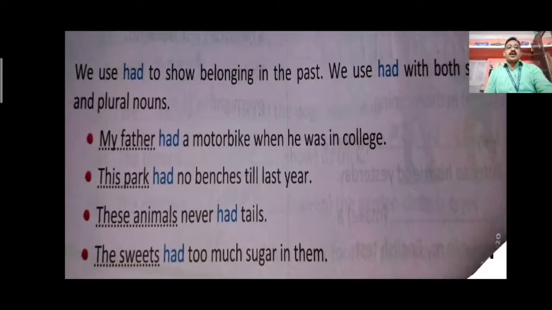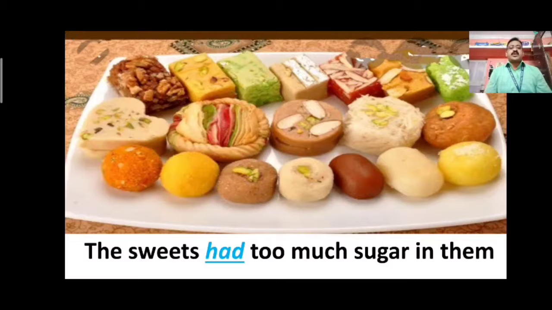Now we will see how we use it. Here is the example with a picture. You can see, the sweets had too much sugar in them. Sweets, you can see, plural. More than one sweet is there in this picture. So here also we use had.